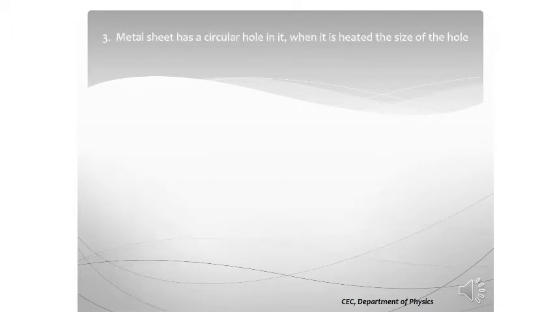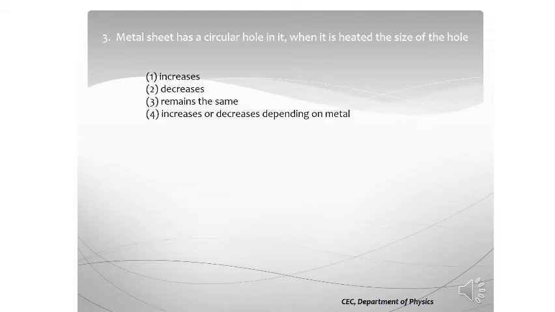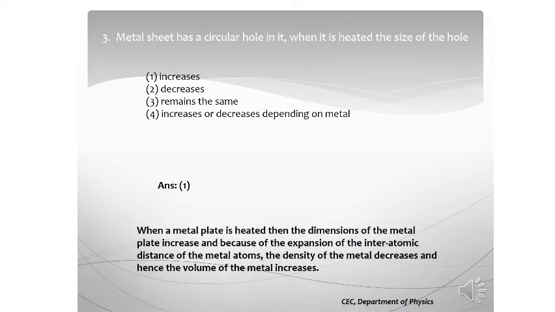Next, a metal sheet has a circular hole in it. When it is heated, the size of the hole increases, decreases, remains the same, or increases or decreases depending on metal. Answer is 1. Increases. When a metal plate is heated, then the dimensions of the metal plate increase, and because of the expansion of the interatomic distance of the metal atoms, the density of the metal decreases, and hence the volume of the metal increases.